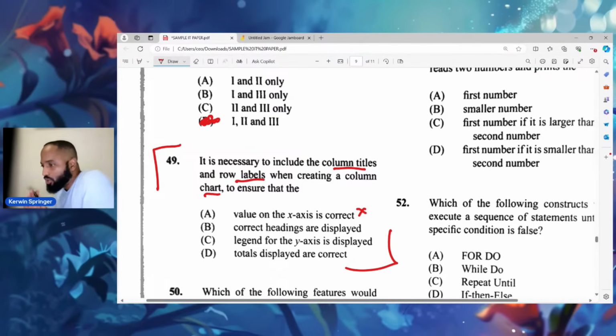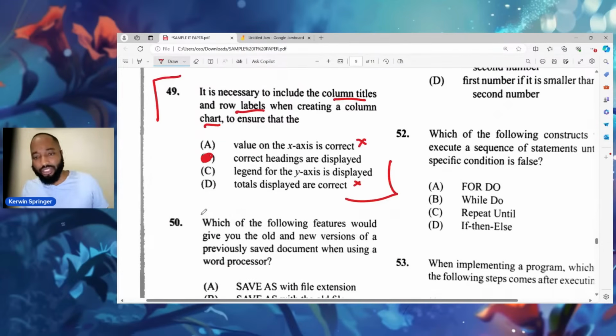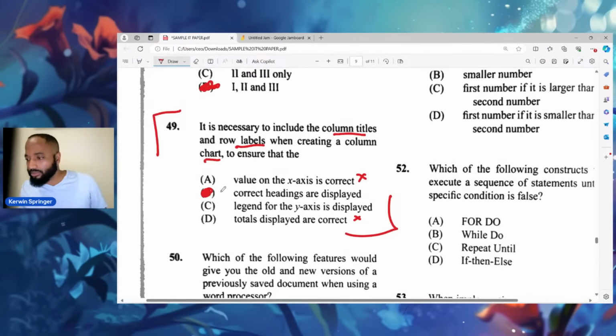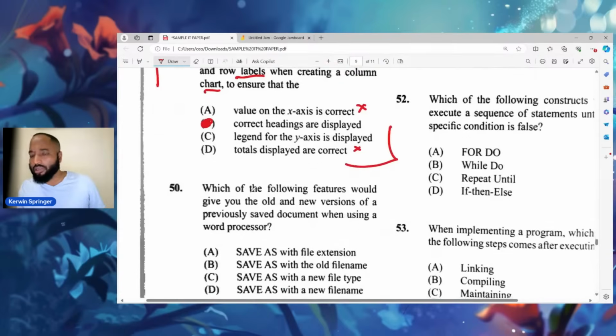So if you don't put the column titles and the row labels, when you make it into a chart, you see the legend for the y-axis. I think C could work too. No, I know B is the best answer, but I think C could work too. Total display correct? Well, it's wrong. Am I overthinking it? Well, B is the best answer, so you have to go with the best answer. If you don't do this, you will see the legend. Okay, fine.